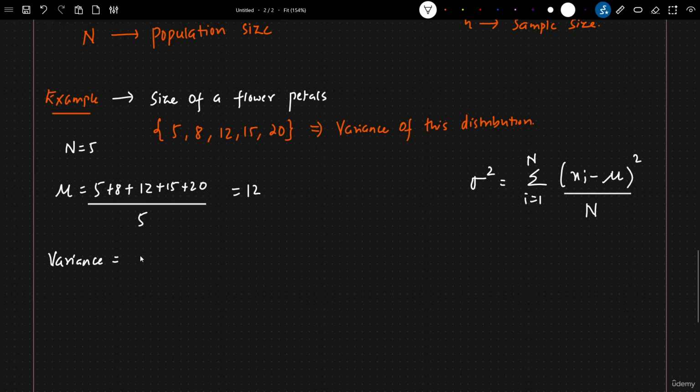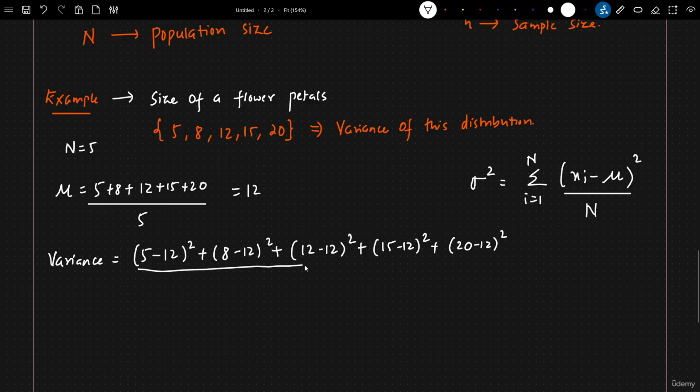So over here, first of all, x of i, that basically means x of 1. I will take 5 minus 12 whole square, plus 8 minus 12 whole square, plus 12 minus 12 whole square, plus 15 minus 12 whole square, plus 20 minus 12 whole square, divided by the total numbers, which is 5. If I do the calculation, it is nothing but 27.6. So this is specifically my variance, with respect to the spread of my entire data.